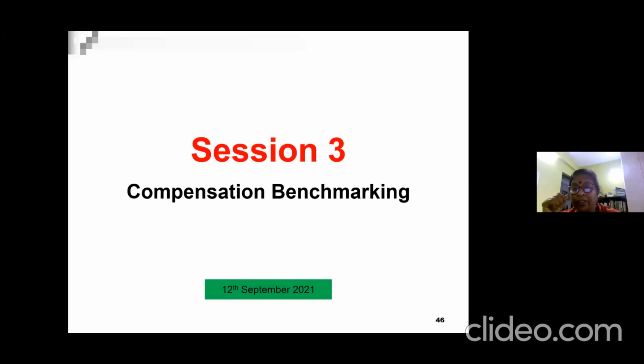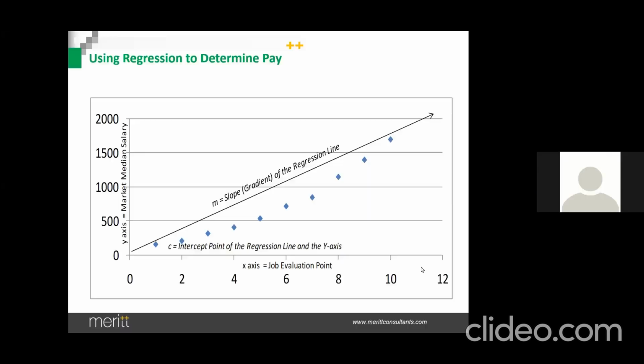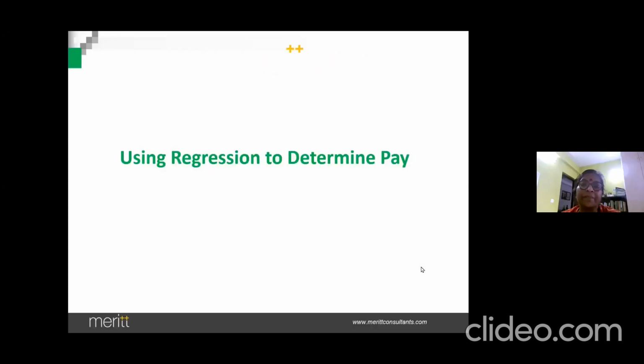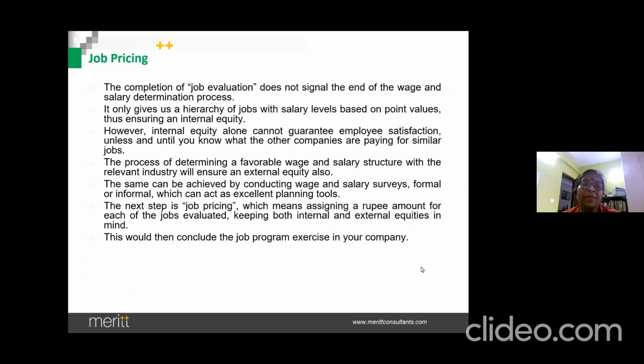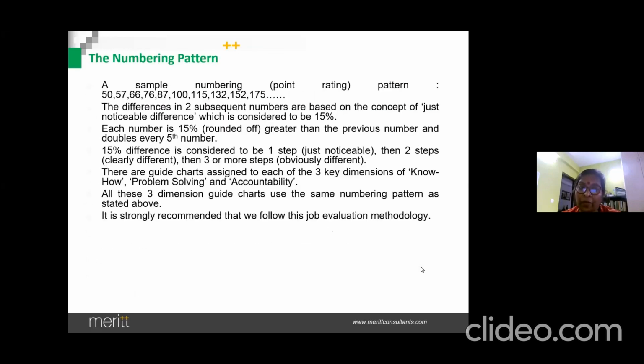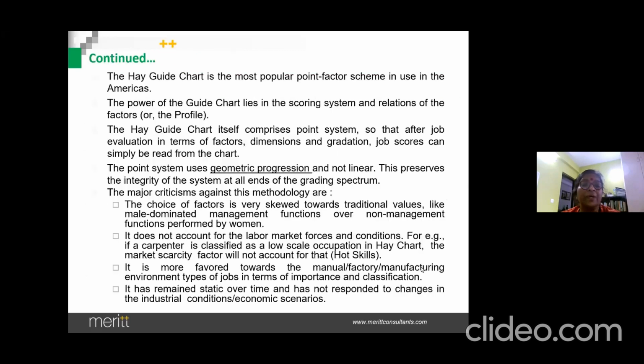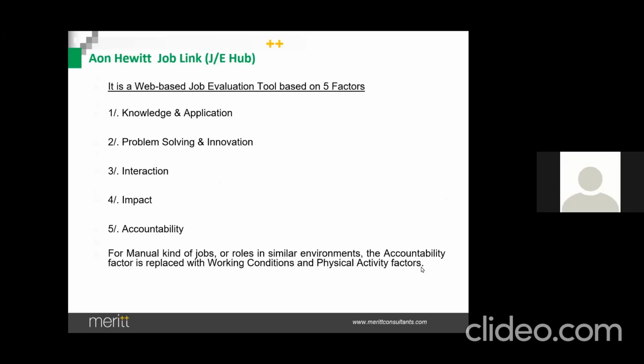Determining the number of points, and then looking at benchmark data. And then what did we do? We then calculated the pay line, and thereby we could also calculate the salaries we need to pay in the organization with respect to various jobs in the organization.